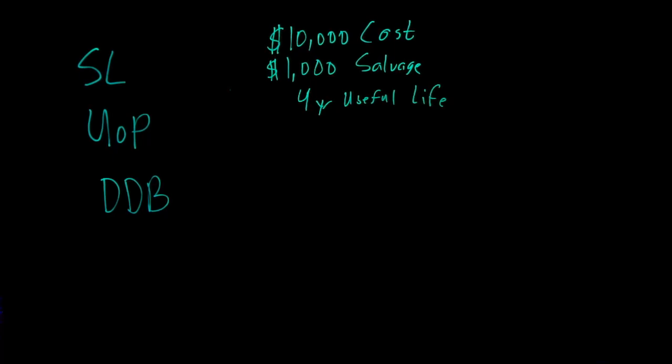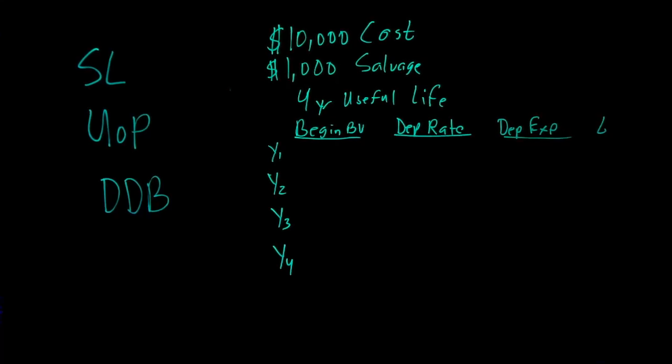So to do double declining balance, we're going to set up a chart. So we have year 1, year 2, year 3, and year 4. We're going to have our beginning book value. We're going to have our depreciation rate. We're going to have our depreciation expense. And then we're going to have our ending book value. So the first thing we're going to start with is our beginning book value is $10,000.